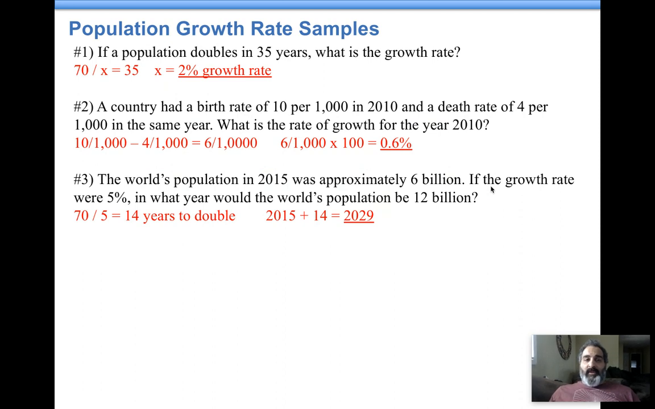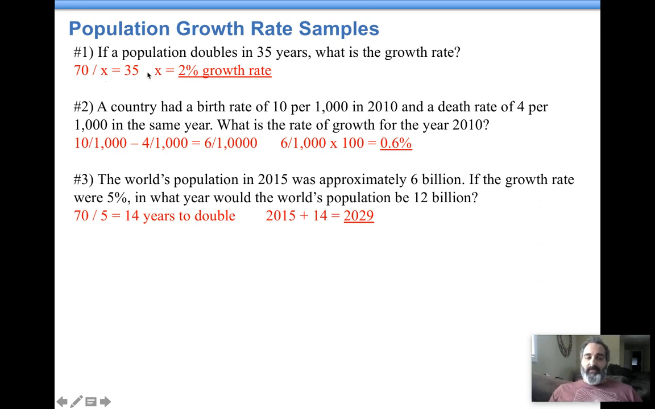Here are the kind of problems you're going to get. First kind of problem, the red shows you the work here. If a population doubles in 35 years, what is the growth rate? So we've got to use the rule of 70 here. We know that it doubles in 35 years, but we don't know the growth rate. So 70 divided by the rate, X is what we're solving for, will give us 35 years because it says here, doubles in 35.